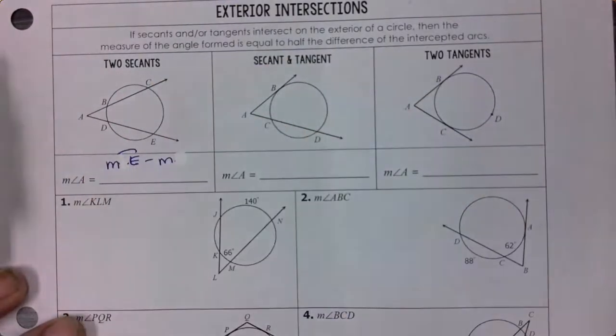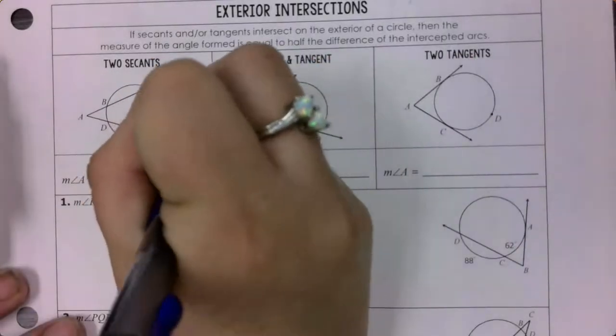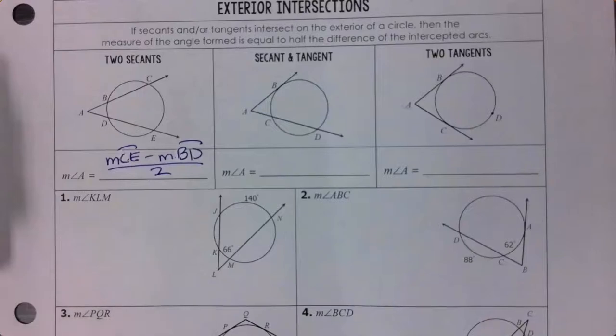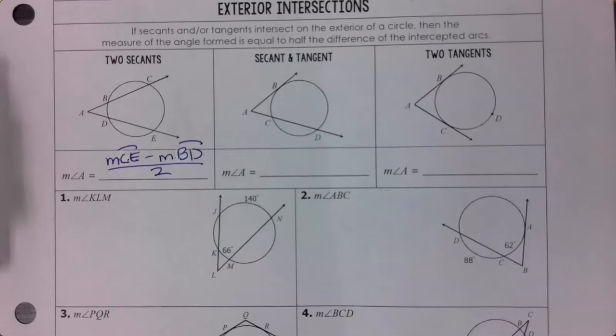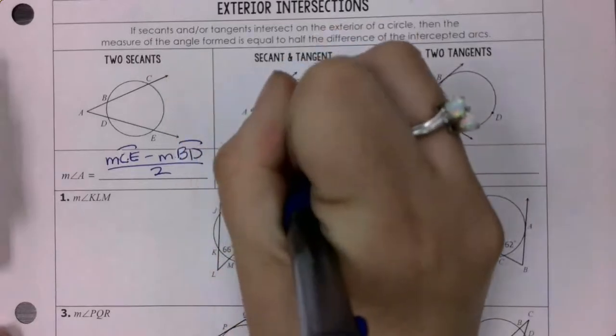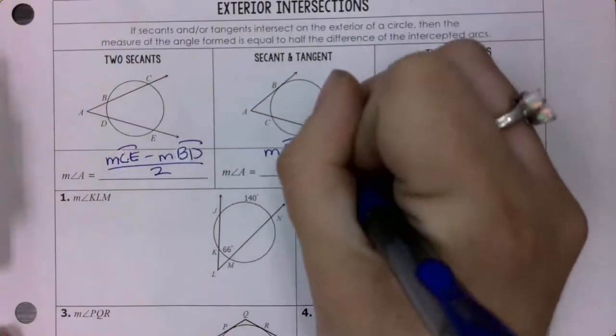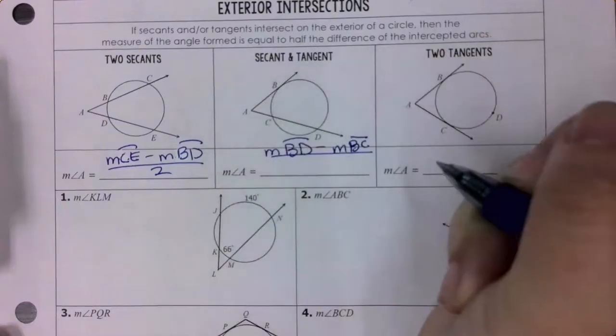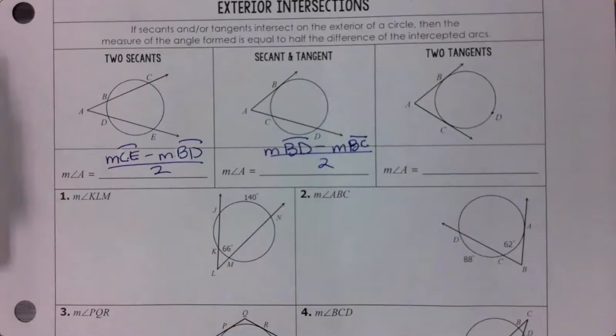CE, and then that's a curvy line above it. So then for the secant and the tangent, this one is going to be the measure of arc BD minus the measure of arc BC divided by 2. So let me highlight the arcs I'm talking about.